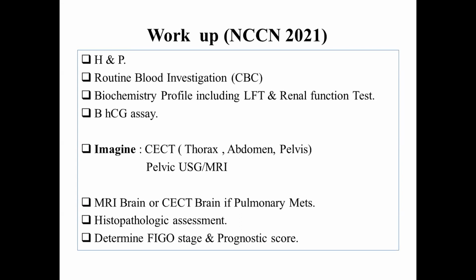Now, MRI brain or CECT brain is recommended by NCCN 2021 if the patient has pulmonary metastasis. So in those patients, there is a higher risk of brain metastasis. So to diagnose or to exclude that, you should be careful to get an MRI brain or even a CECT brain. Then definitely a histopathologic assessment. And we have to just map our patient in view of determining the FIGO stage and the prognostic score.